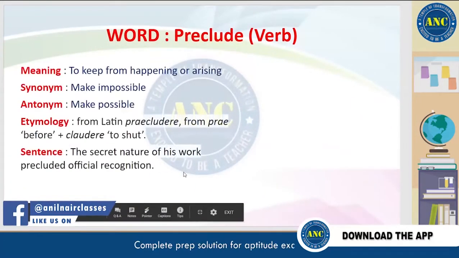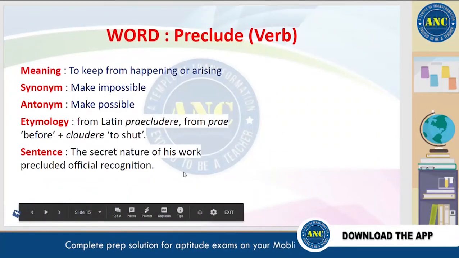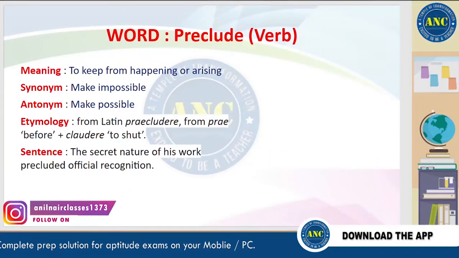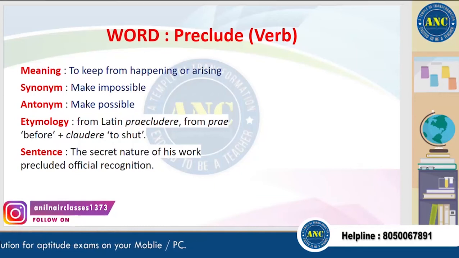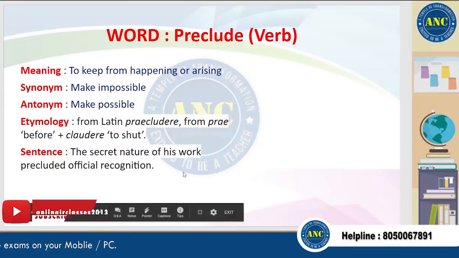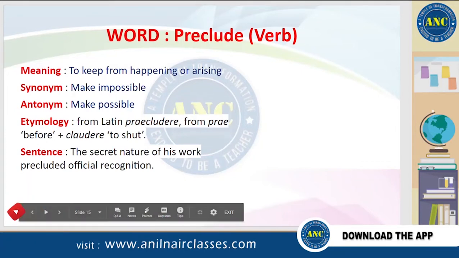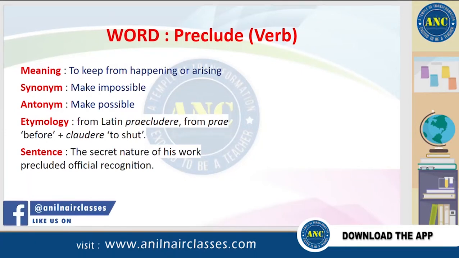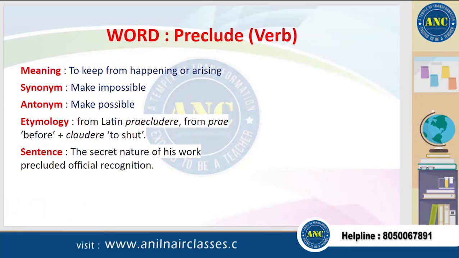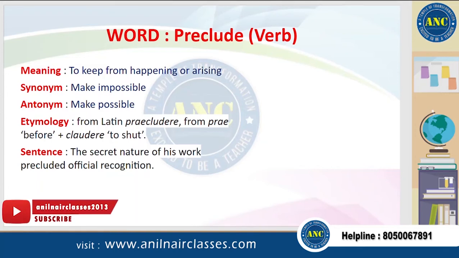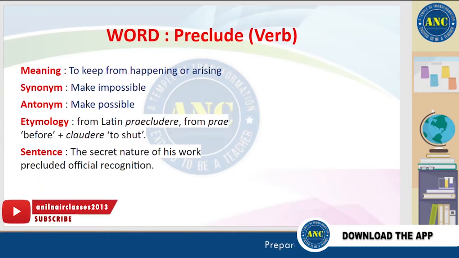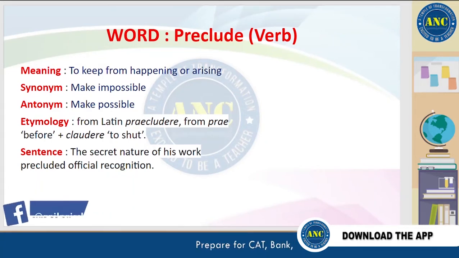The next word is preclude. Preclude means to keep from happening or arising. A synonym for preclude is make impossible, and an antonym is make possible. It is derived from Latin words which mean before shut. A sentence for this word is, the secret nature of his work precluded official recognition.